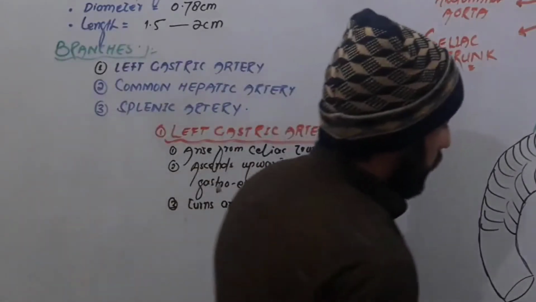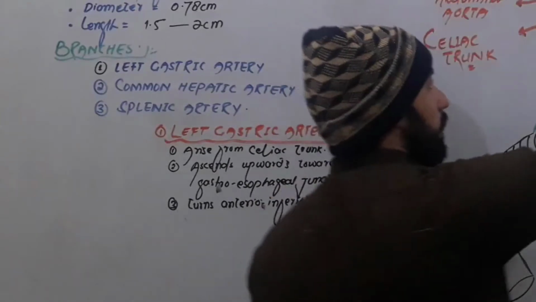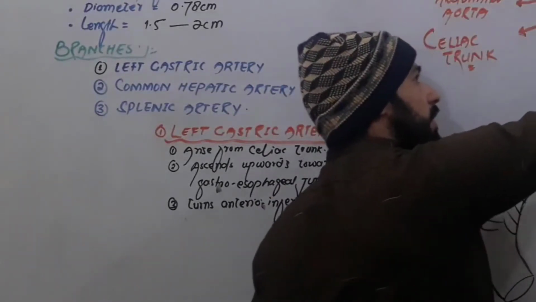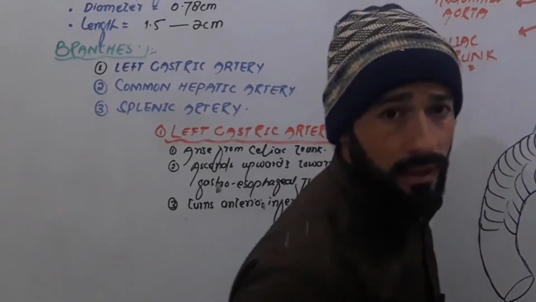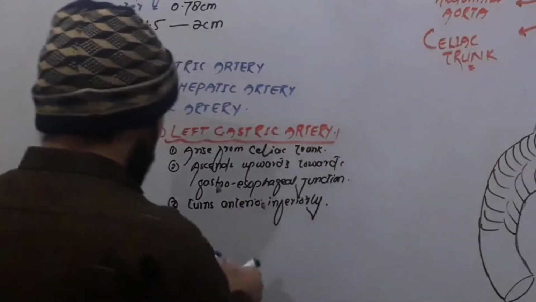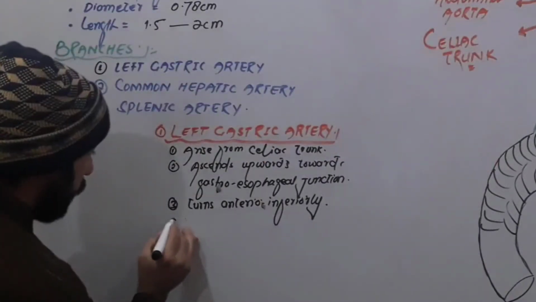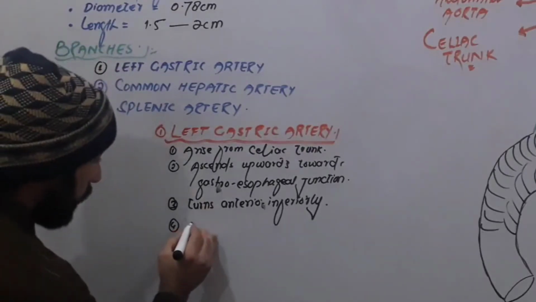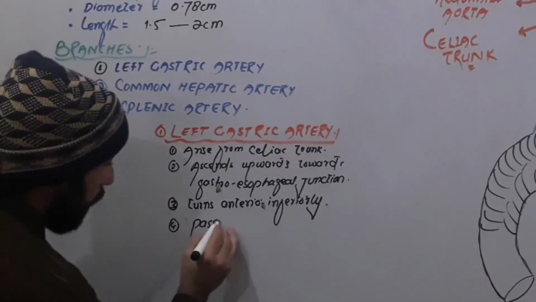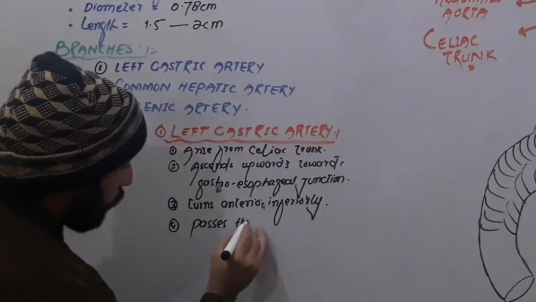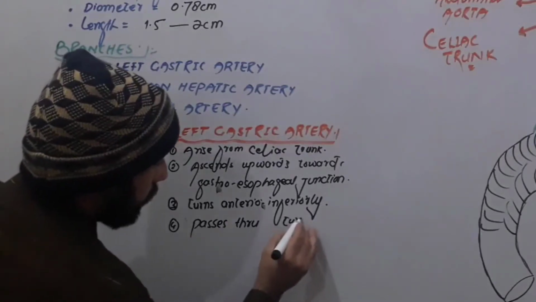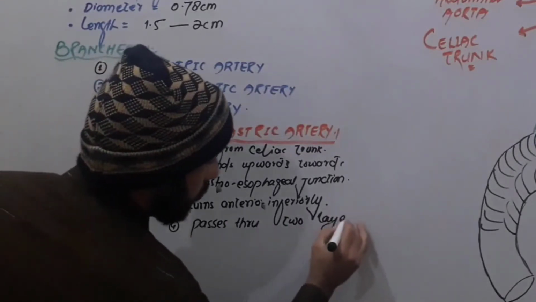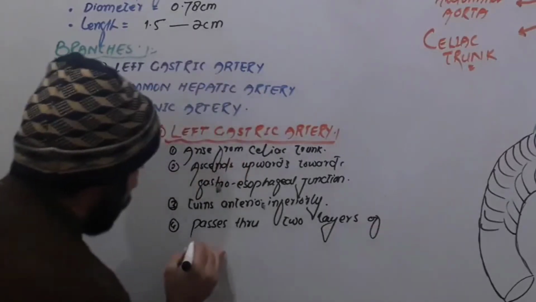Okay, we know that. What does it do? When it turns anterior-inferiorly, it passes through the two layers of the lesser omentum, right? So the fourth important point about it, we should know some important points: then it passes through two layers of the lesser omentum.